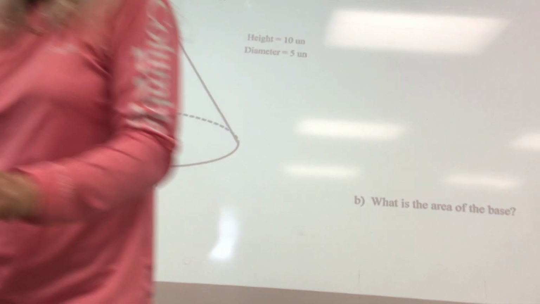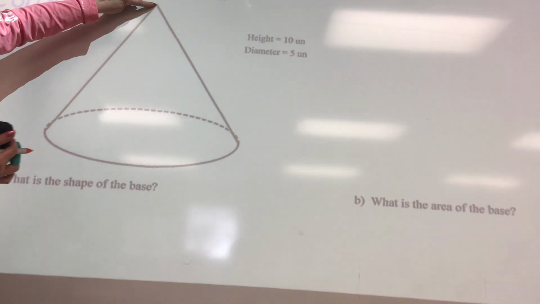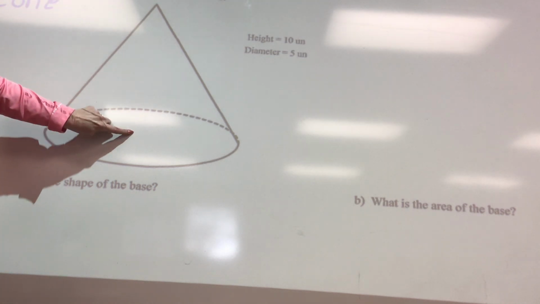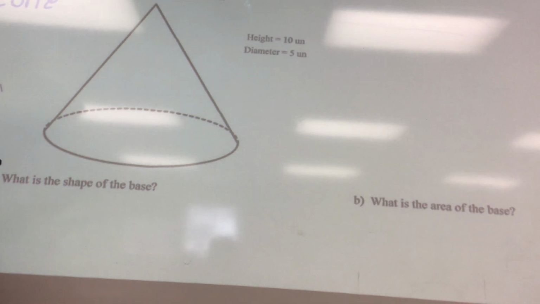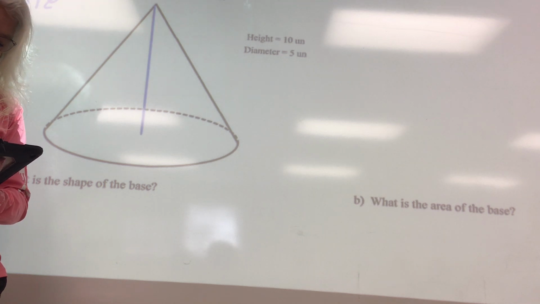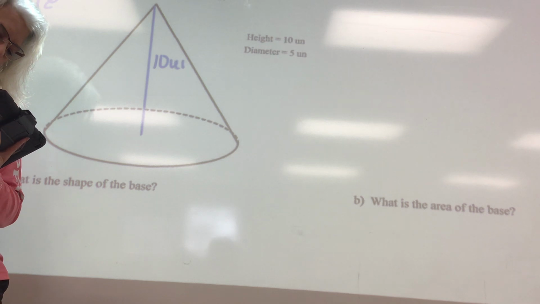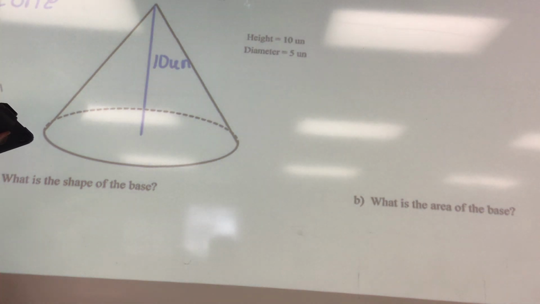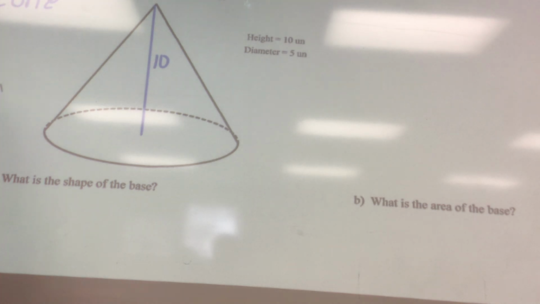So when you're drawing your line to represent the height, start at the peak and then go down to the center. Do not touch the edges. Label that 10 units. And yesterday, I think some of the stuff confused you, so just put a 10 there. You don't have to write the unit stuff down.